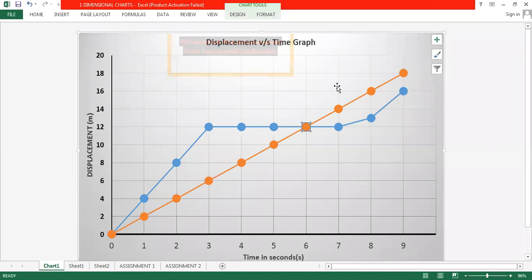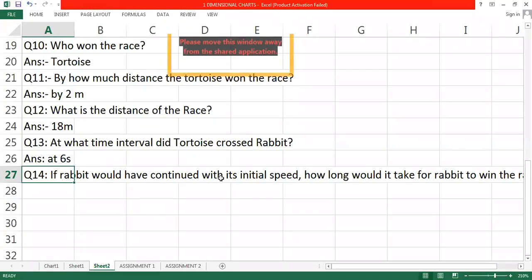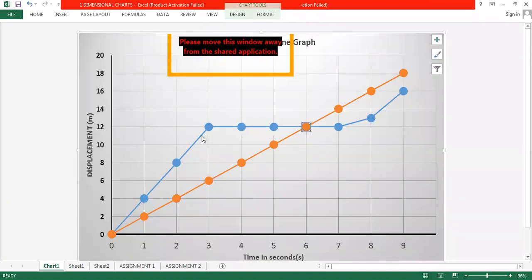Yes, Soham, your answer is right. Nishant, Ruchir, your answer is wrong, beta. Pay attention. Look at the question. See, if rabbit would have continued with its initial speed, what was the initial speed of rabbit? So you find that the initial speed of rabbit was 4 meters per second.